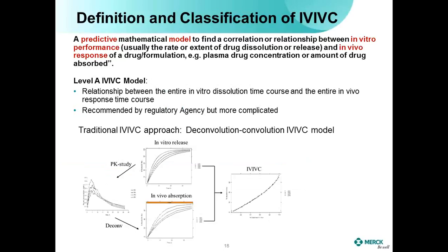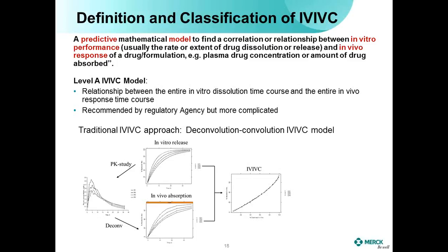So IVIVC is a predictive mathematical model to find a correlation or relationship between in vitro performance. Usually the in vitro performance is the rate or extent of drug dissolution or release from an in vitro study, and in vivo release of drug and formulation, for example, the plasma concentration profile, and also maybe the amount of drug absorbed. So there are several classes of IVIVC, class A and B and C.